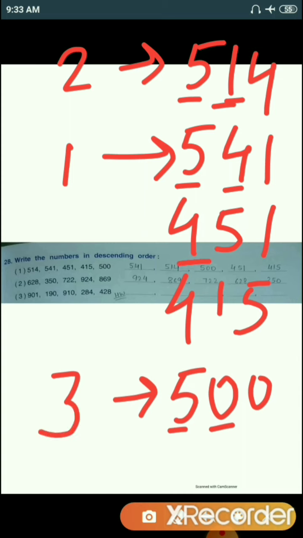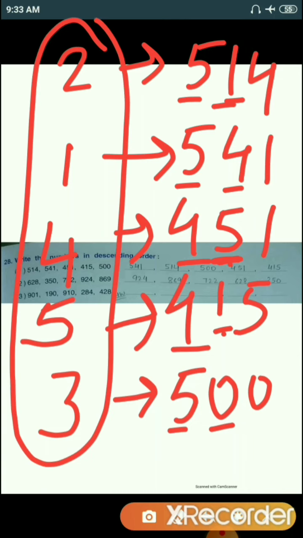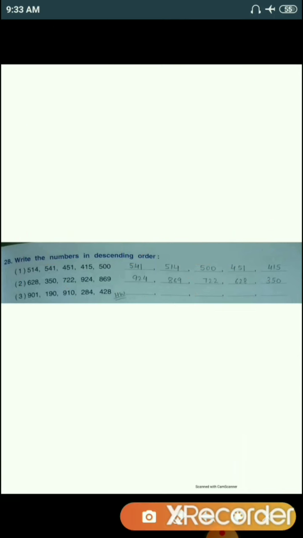After that, 4 and 4. Again the first digits are the same, so we'll concentrate on the second digit, 5 and 1. Which one is the biggest? 5. So we'll put number 4 here and number 5 here. So with the help of place values we can calculate the descending order.